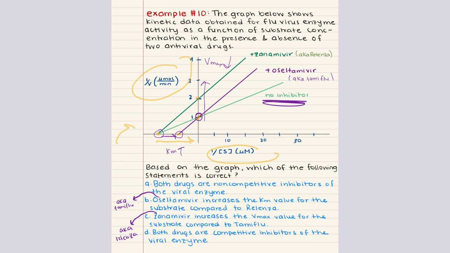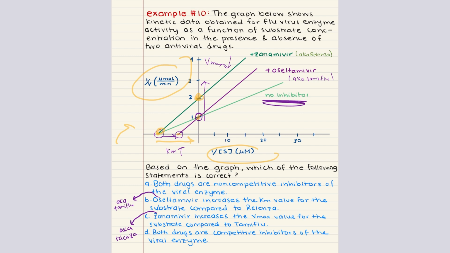Now let's take a look at Relenza next. Its line has a higher y-intercept than the uninhibited enzyme, meaning Vmax has decreased. But its x-intercept hasn't changed, so Km is the same. That's what we would expect for non-competitive inhibition.